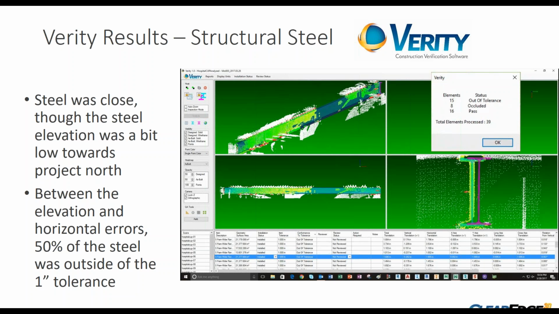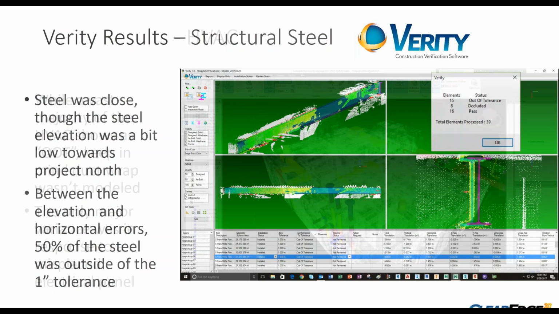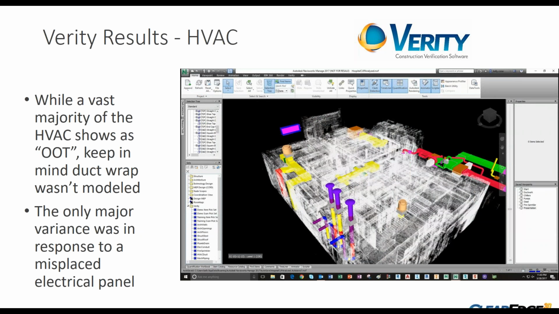And we did find a couple of members that had a little bit of deformation in them. This one was bowed a little bit. We found some with some twist just from reviewing each individual item and taking a look at it. HVAC was also pretty good.